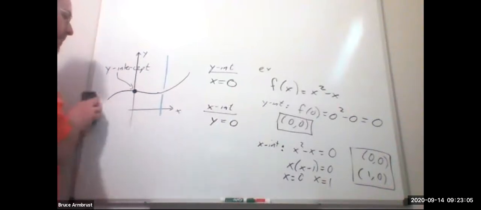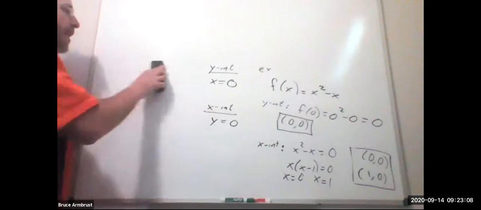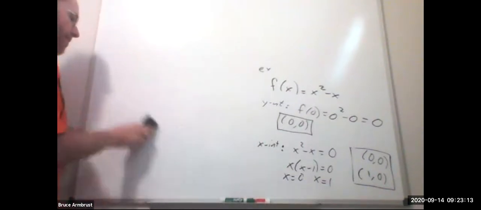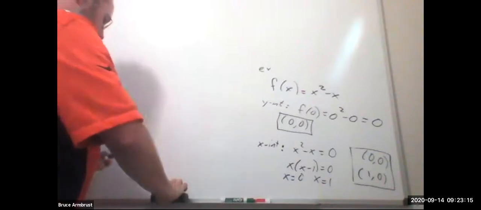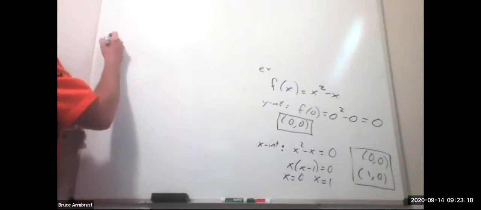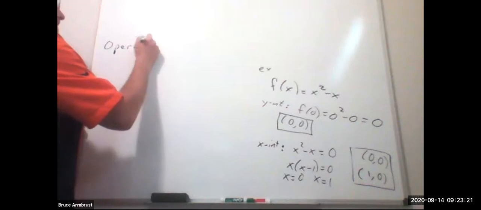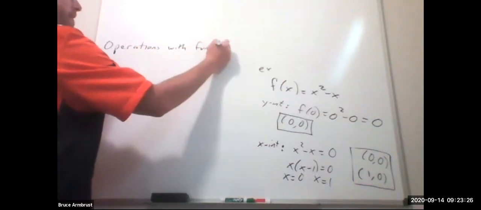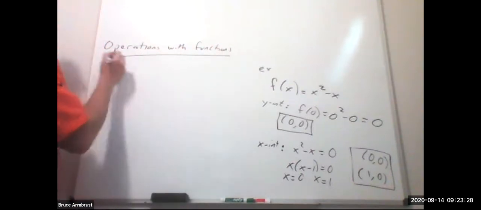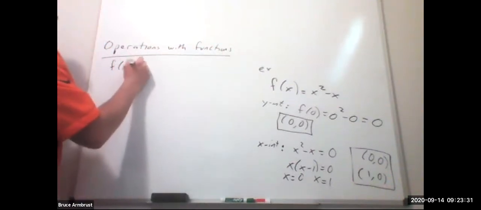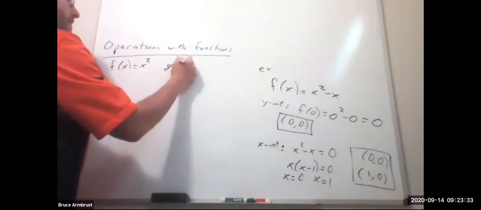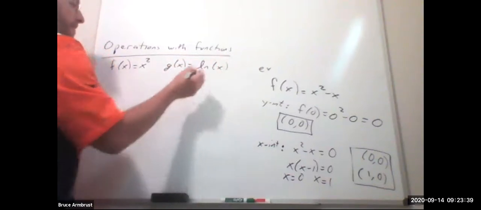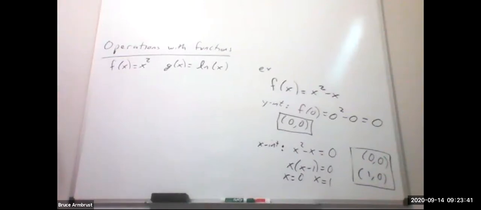So another thing that we can do with functions is we can do operations on them, just like with numbers. You can add, subtract, multiply, and divide. So let me just remind you about those real fast. These are almost silly because they are so easy. So let me give you two functions here. Let's say f of x is x squared. And let's say g of x is natural log of x. Just to have some functions here.